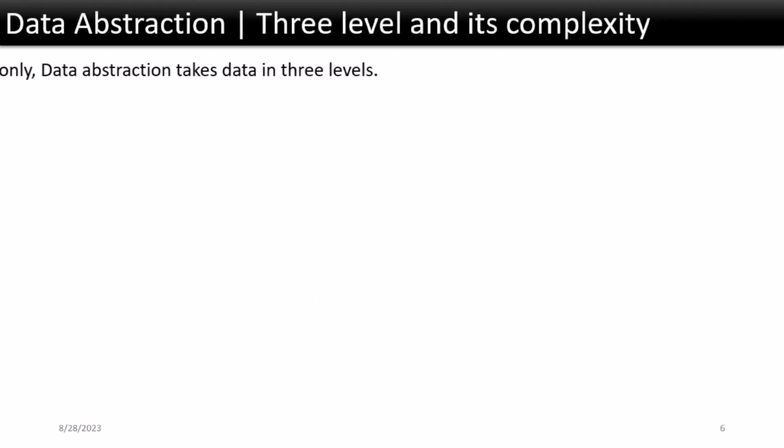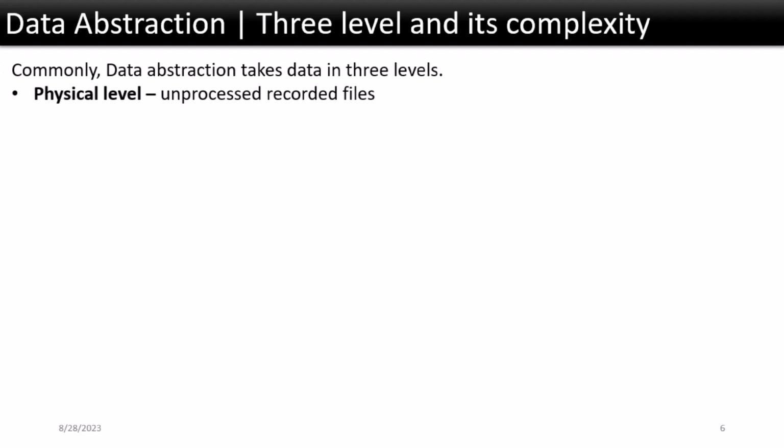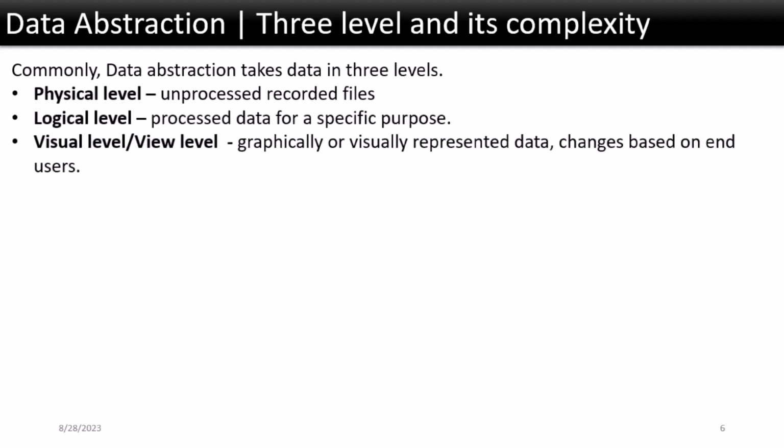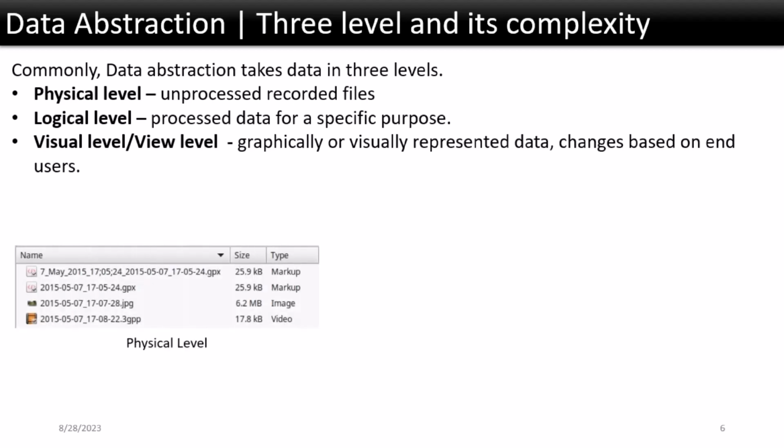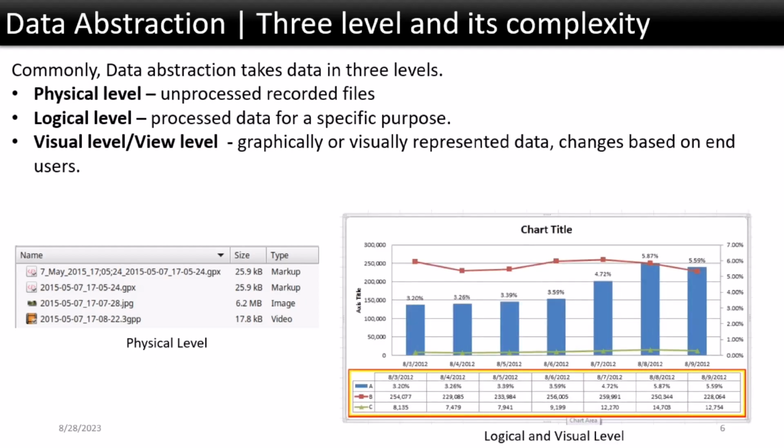Commonly, data abstraction takes data in three levels: physical level, logical level, and visual or view level. All the unstructured and unprocessed data that are in recorded formats are called physical level data. Data that are just recorded in our computers can be an example of the physical level. And data that are processed for a specific purpose, like a summary of a paper, tables, or a flowchart of a particular action, can be called the logical level. And the image shows a table, which is an example of the logical level.